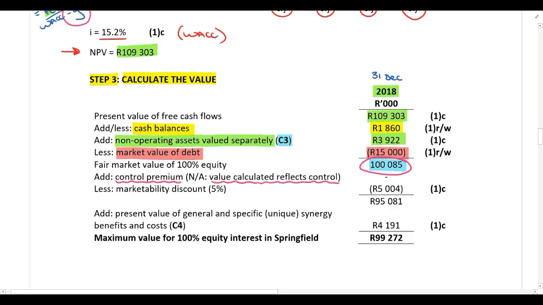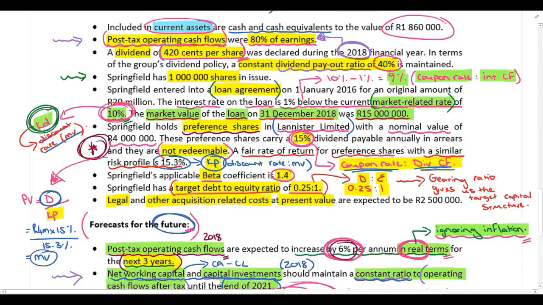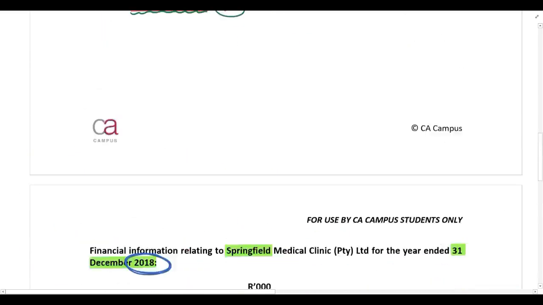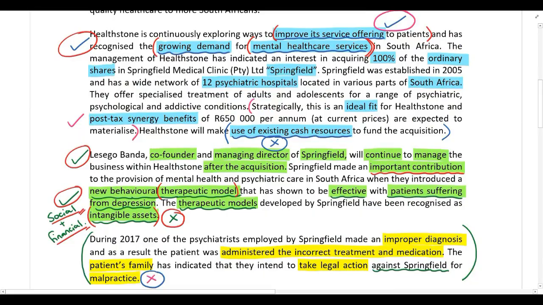So we are valuing a controlling interest, but this value already reflects control, so we don't need to add a control premium. Obviously, we don't need to deduct a minority discount because we are valuing a controlling interest. However, you do need to consider whether a marketability discount should be deducted. And guys, you are valuing a private unlisted company. We are valuing Springfield Medical Clinic Pty Limited. So because we are valuing a private unlisted company, it will be more difficult for Healthstone to sell the shares in Springfield, so we need to deduct a marketability discount.